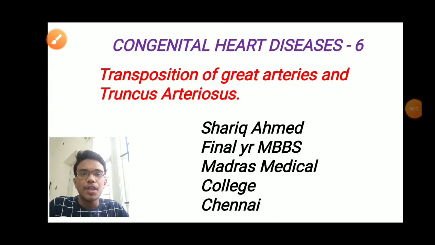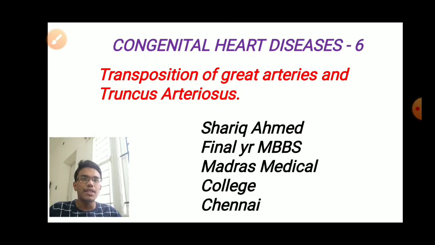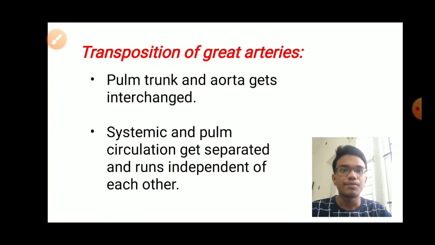My friends, today we will see two short yet simple topics. They are transposition of great arteries and truncus arteriosus. First of all, whether this is a cyanotic heart disease or acyanotic heart disease. It should come under cyanotic heart diseases because it will cause cyanosis. These both diseases will produce cyanosis in a sufferer. Let's go to our topic now.